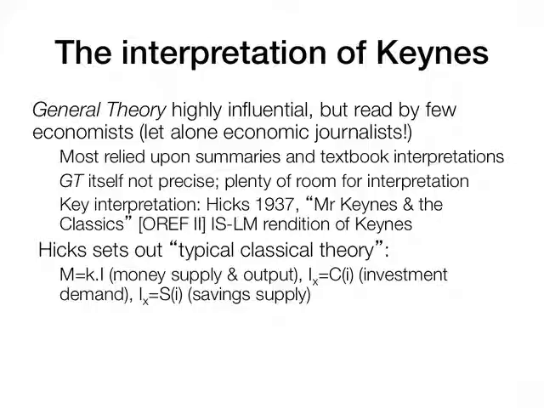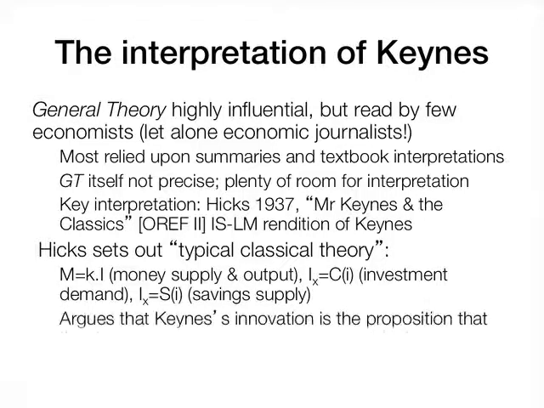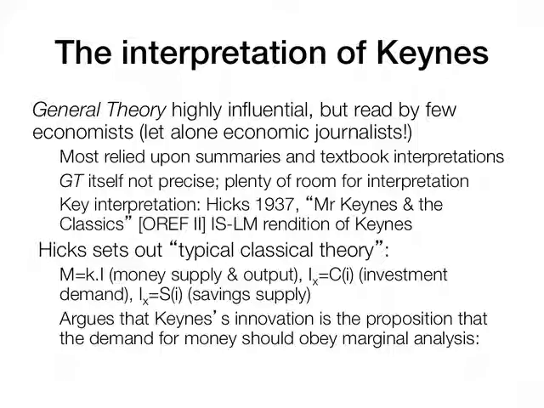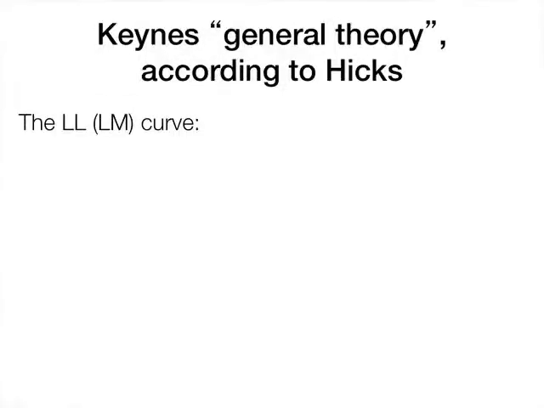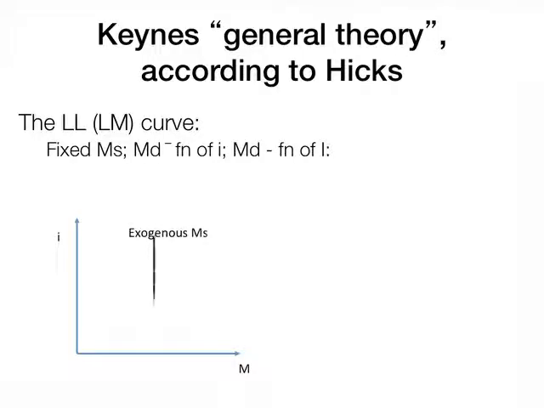In 1937, Hicks sets out this idea of a typical classical theory, and he steps through the argument that I've just stepped through with you. He argues that Keynes's big innovation is that the demand for money should obey a marginal analysis. Okay? He says there should be some curve which makes money demand and money supply equal. He assumes that the supply of money is exogenous. It comes from somewhere else. You just print off 100 million euros. Mario Draghi does it, boom, and it's there.